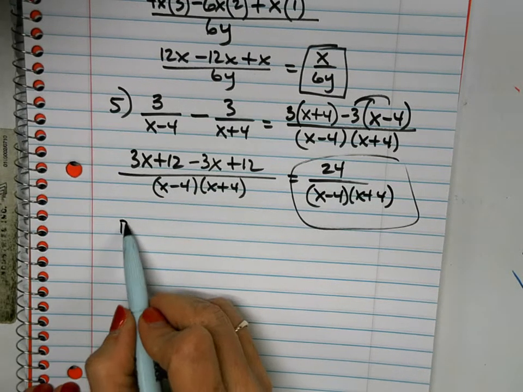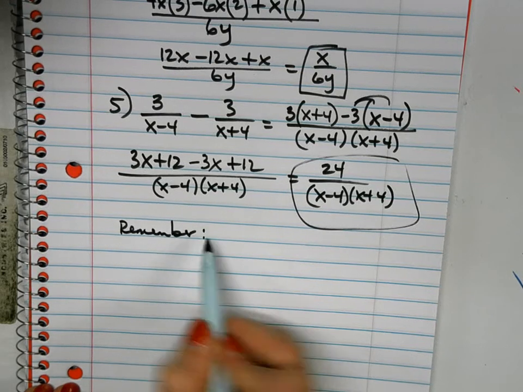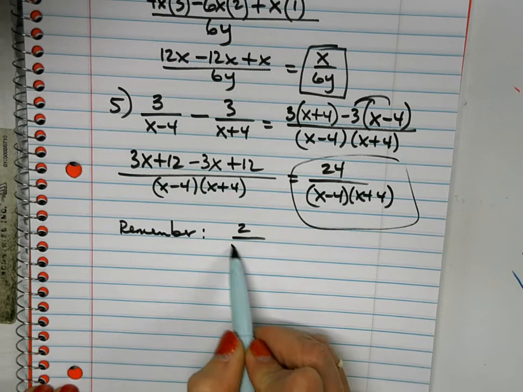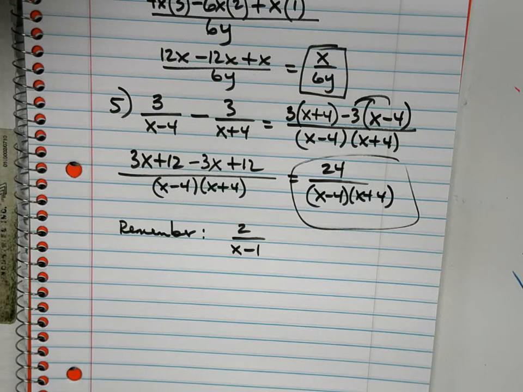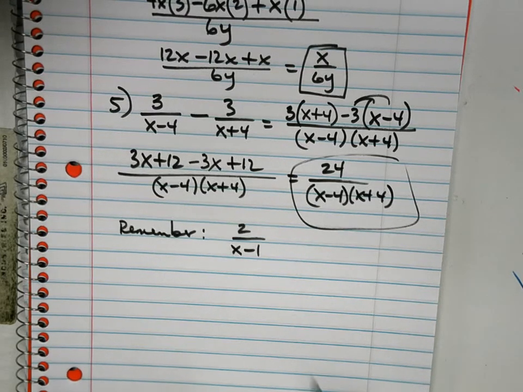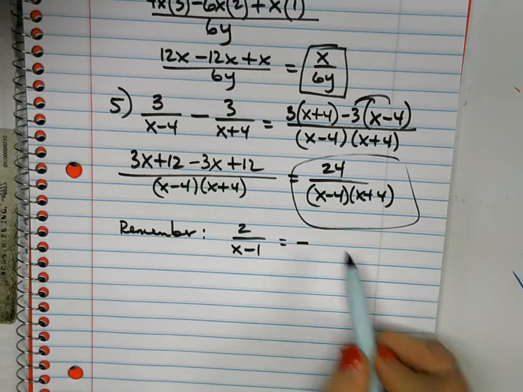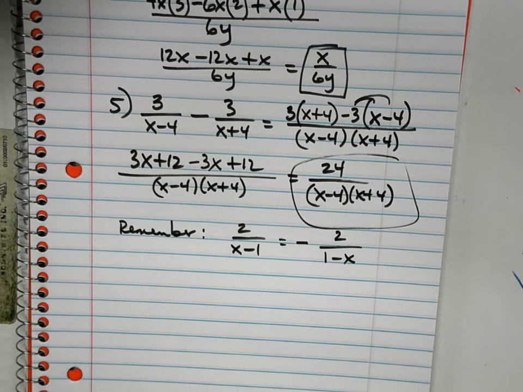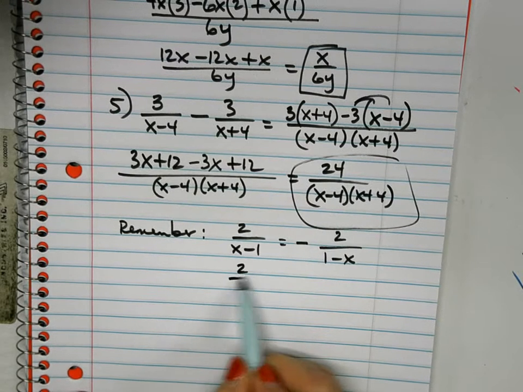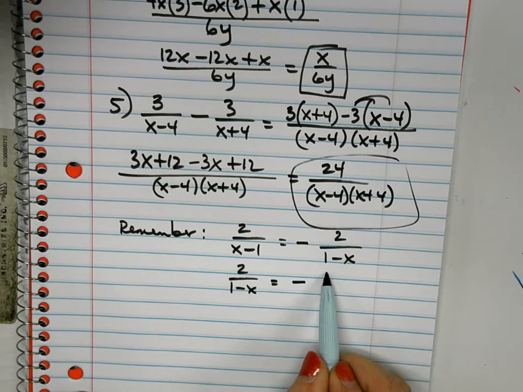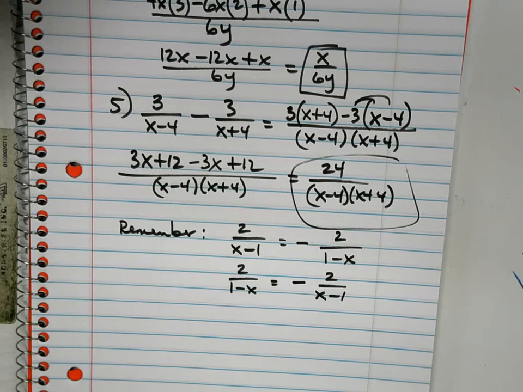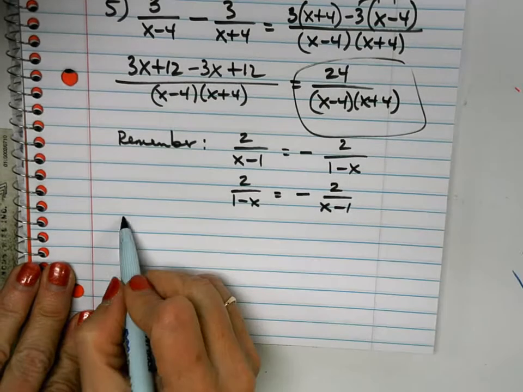Okay, so just remembering from Wednesday, if I had 2 over x minus 1, I could switch that and put a negative out in front and make it 1 minus x if I wanted to. Or vice versa. If I had 2 over 1 minus x, I could switch the sign and make it x minus 1. If you factored out a negative, either one is the other multiplied by -1. So if I pull out a -1, I could switch them, right? So remember that? Okay, so with that in mind, how would you do number 6?